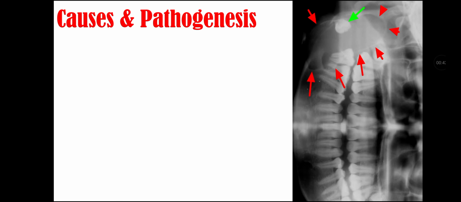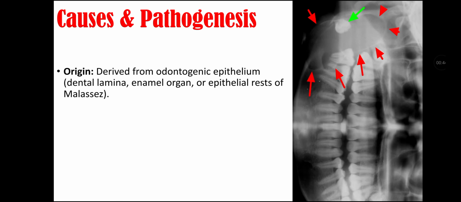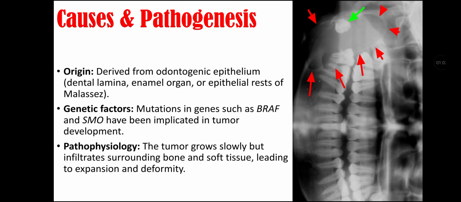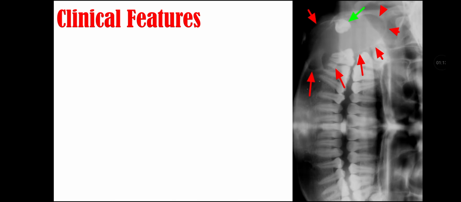essential. Causes and pathogenesis. It is derived from odontogenic epithelium, that is dental lamina, enamel organ, or epithelial rests of Malassez. Second, causative factors may include genetic factors, as mutations in genes such as BRAF and SMO have been implicated in tumor development. Third, we will talk about the pathophysiology of ameloblastoma. The tumor grows slowly but infiltrates surrounding bone and soft tissue, leading to expansion and deformity of the jawbone.